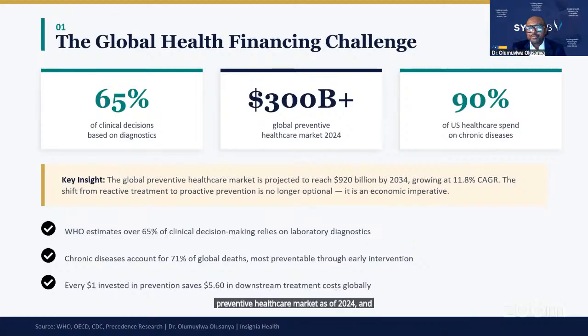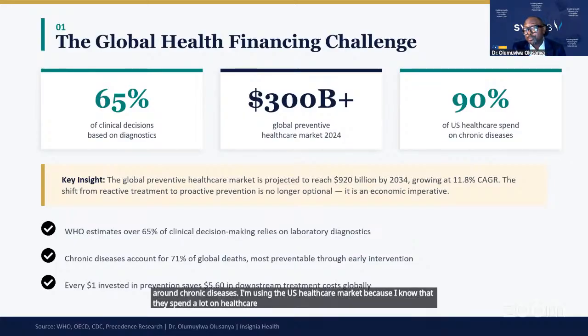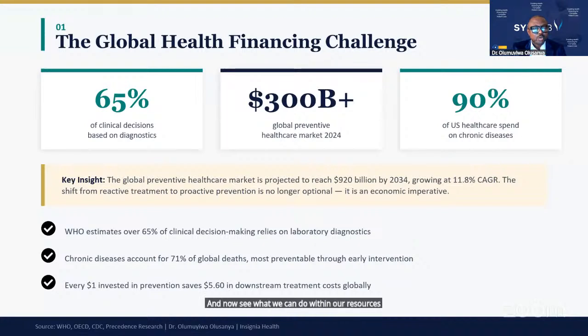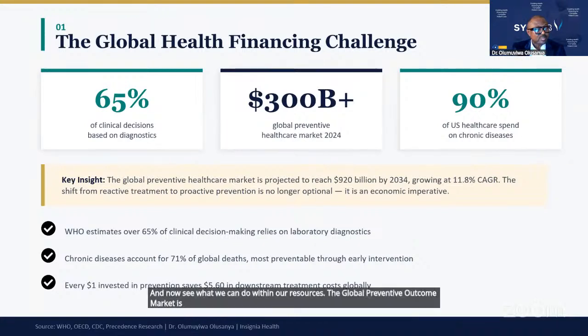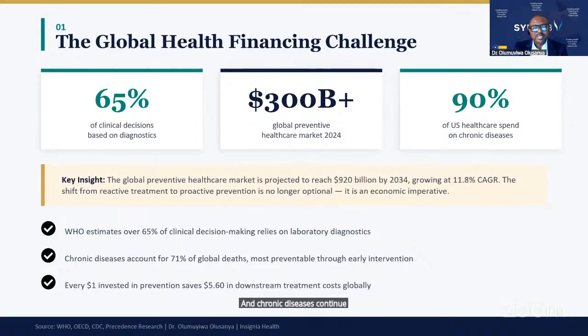And 90% of all US healthcare spending is on chronic diseases. I'm using the US healthcare market because I know that they spend a lot on healthcare and want to use that to compare, not to say that Nigeria will be able to achieve that, but to use that as a benchmark and see what we can do within our resources. The global preventive healthcare market is projected to reach about $922 billion by 2030 and is growing every year by about 12%. And chronic diseases continue to represent a major part of healthcare spending everywhere in the world.